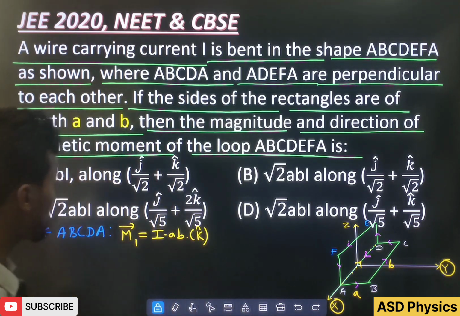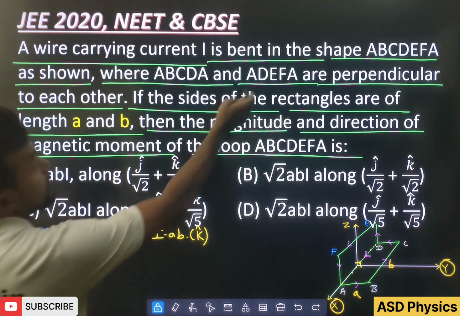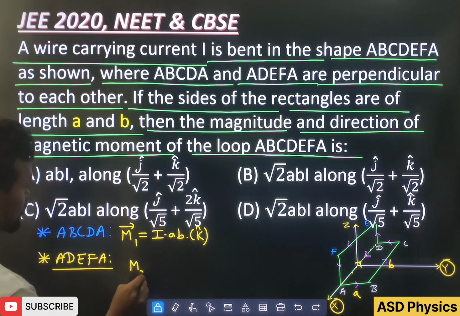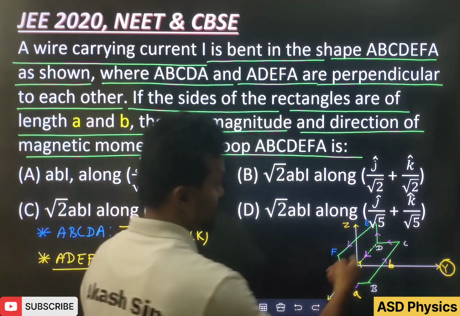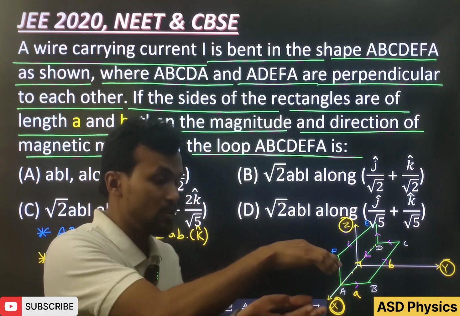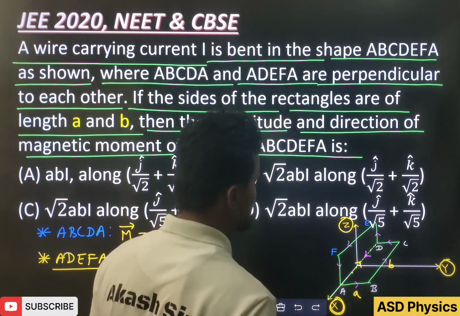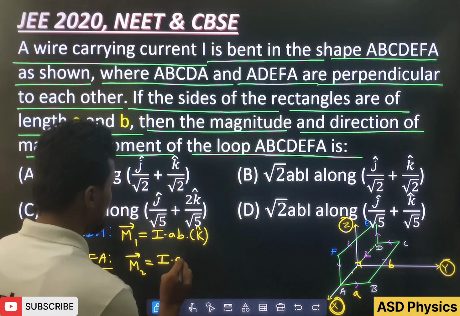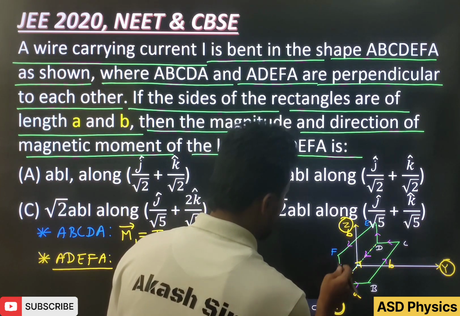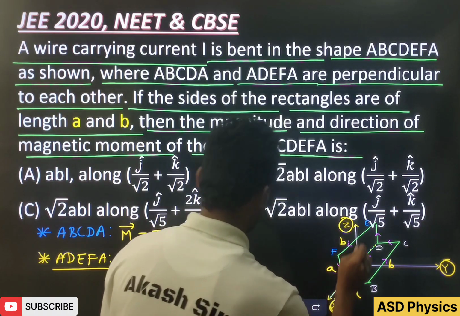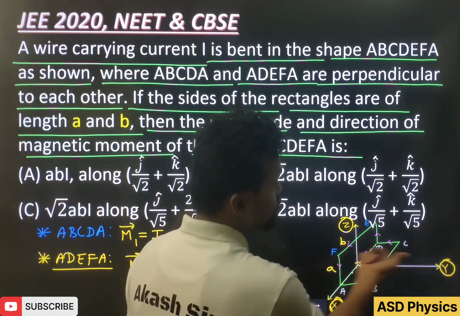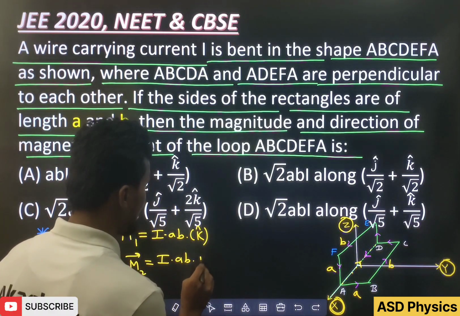Similarly, the next one, ADEFA. In this situation, what is the M2? M2 is going to be this one here, in which plane? This XZ plane is there, like a notebook is open, like this. So again, the current is I. Area of the coil is AB only, because this side is A and this side is B. IAB. Direction: curl your fingers along the direction of the current in ZX, then this is going along which direction? Y direction, so I can write J cap here.